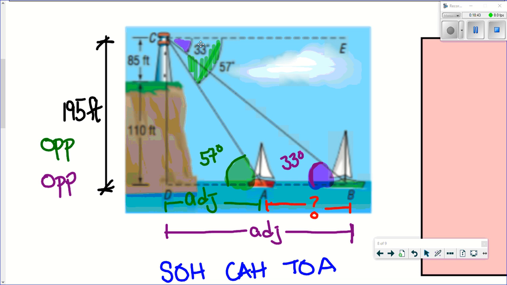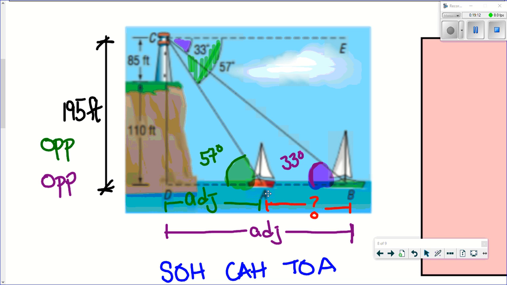For 33, you see ECB is the angle of depression for Olivia looking at boat B. So the angle of depression is equal to the angle of elevation. And it's also 33 for looking at boat B. And the distance from where she is to that boat is also adjacent because it's closer to 33.